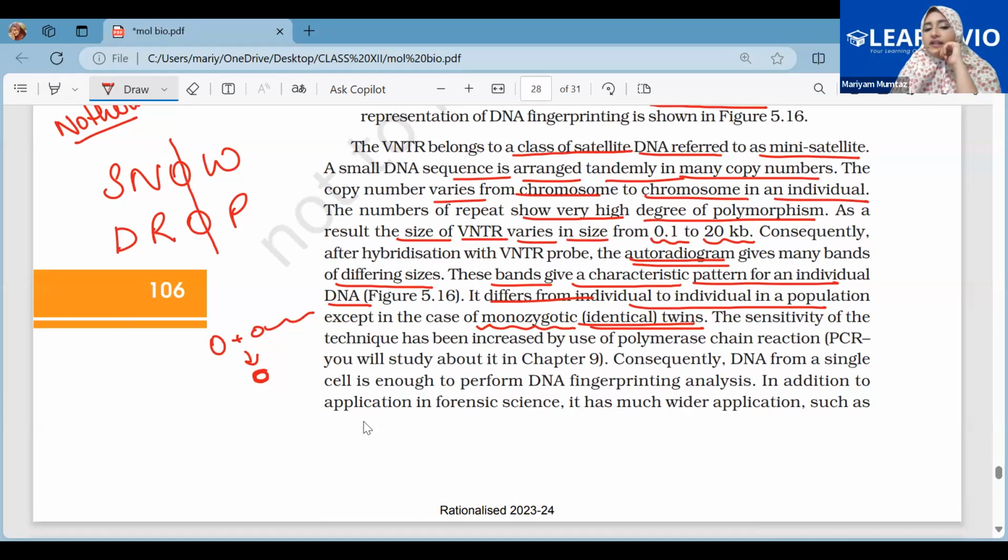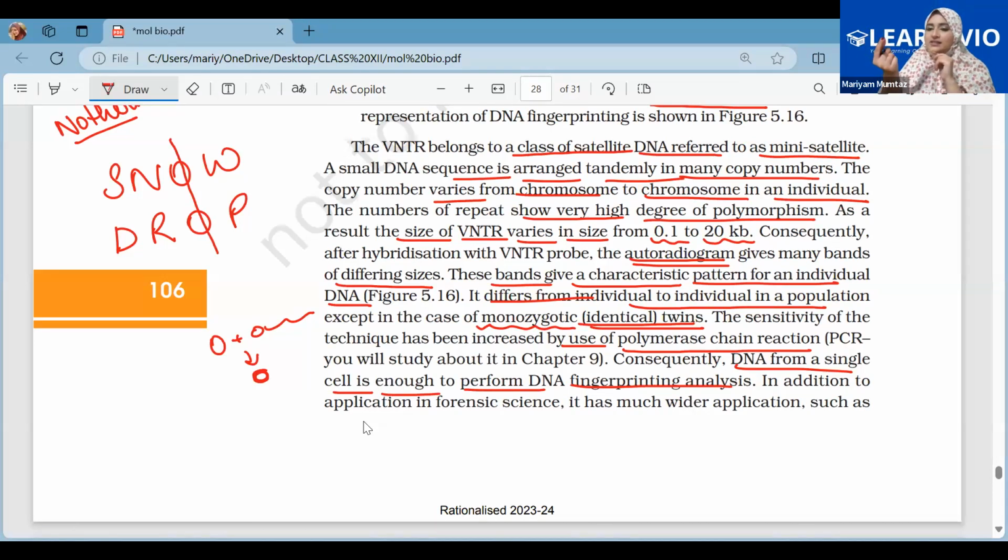Now the sensitivity of the technique has been increased by the use of polymerase chain reaction, PCR. Again, you will study about this in biotech. Consequently, DNA from a single cell is enough to perform DNA fingerprinting analysis. Why? Because of technology and its development, even if a person has a tiny bit, even from one cell, imagine one cell.